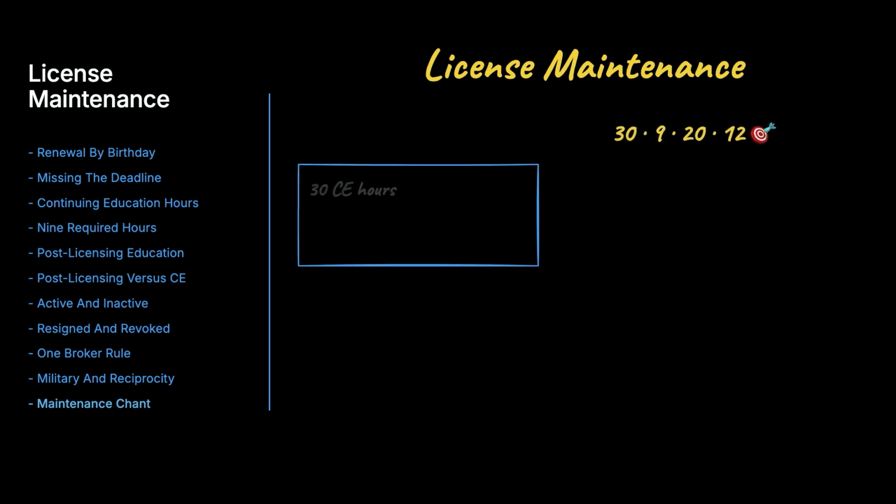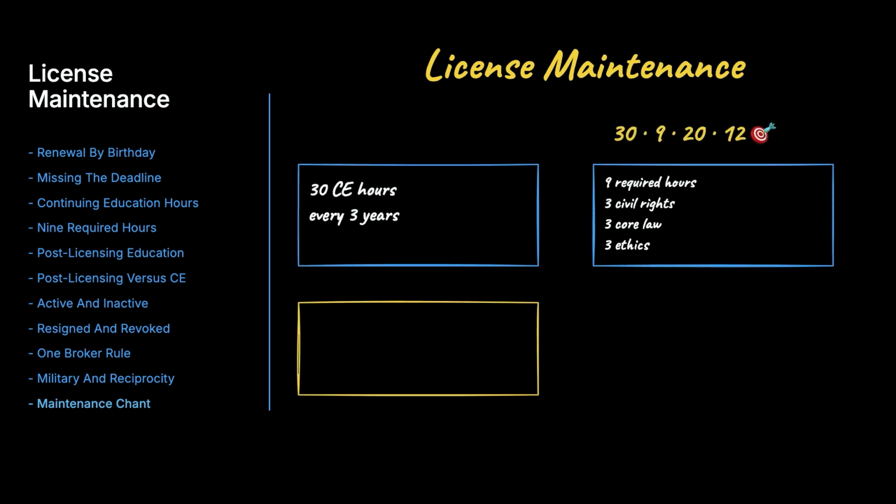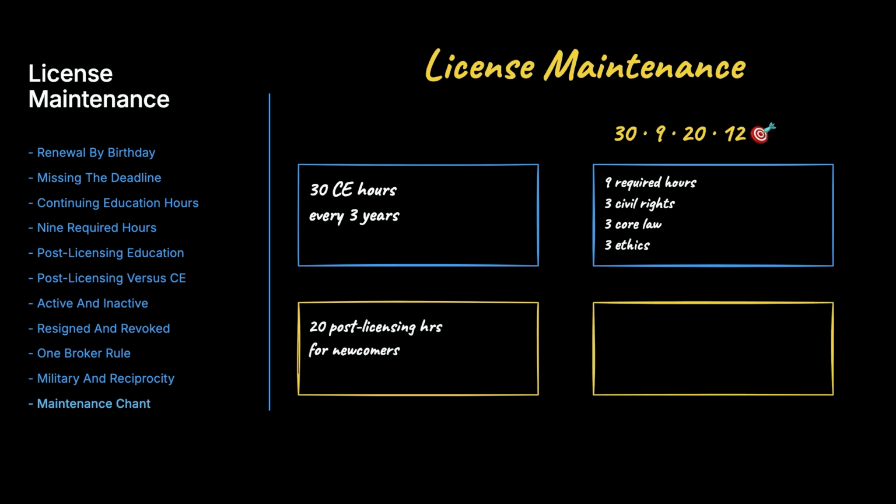Let's lock the maintenance numbers together. Think 30, 9, 20, 12. 30 continuing education hours every 3 years. 9 required, split 3, 3, and 3 across civil rights, core law, and ethics. 20 post-licensing hours for newcomers due within 12 months. Chant 30, 9, 20, 12, and the whole maintenance picture is ready for exam day.